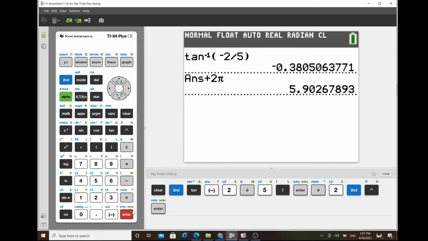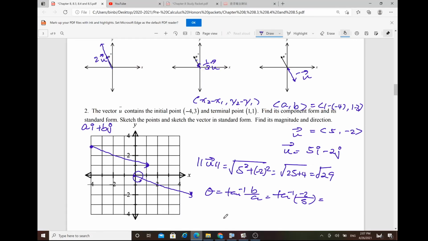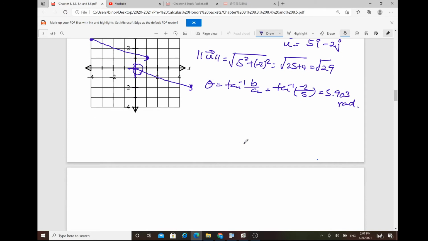So the measure of the actual angle is 5.902 or 5.903. So this one is about 5.903 radians, because it's all the way down in quadrant 4. Okay, so try to set up the cross here. Going this way, quadrant 4. Okay, so magnitude and the direction, that's what we found.